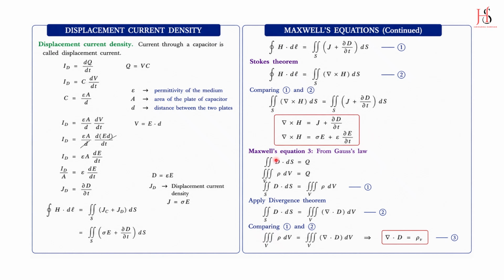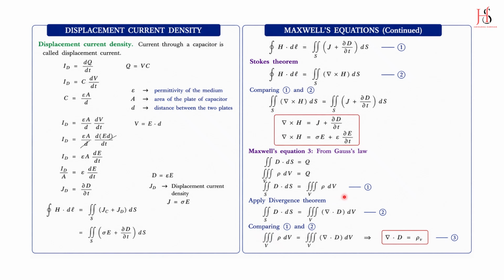Now coming to Maxwell's third equation. Maxwell's third equation is derived from the Gauss law. So what is the Gauss law? Integral D dot ds is equal to the charge Q. We can also write this in terms of a volume integral: integral rho into dv is equal to Q. Since both D dot ds and rho dv are equal to Q, we can equate these two equations. So the surface integral of D dot ds is equal to the volume integral of rho dv.